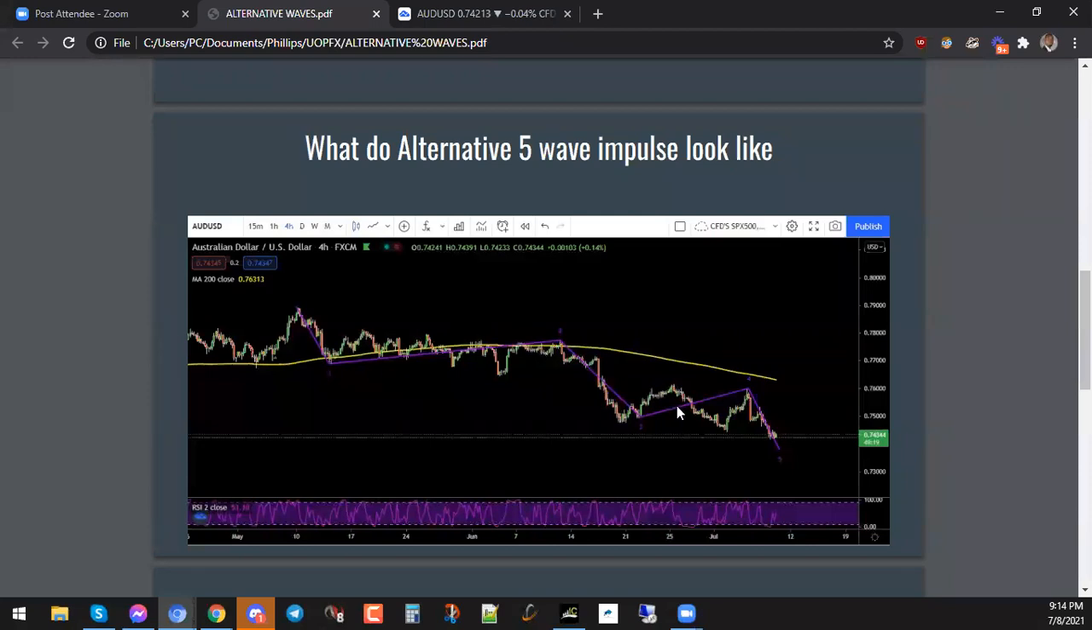And look at this wave 2 compared to this wave 4. This one is a little bit more shallow, while this one is a little bit more deep. This one is simple, this one is complex. You guys see what I'm talking about?